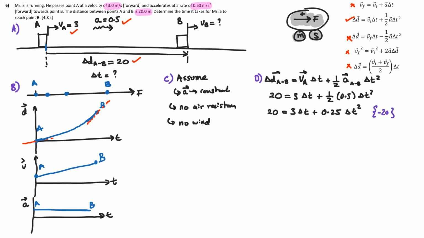When I do that, I get 0.25 delta t squared plus 3 delta t minus 20 is equal to 0. Let's make sure you understand the math here. We have 0.25 delta t squared. Because delta t squared has the highest order of power, I'm going to put that first. And then we have the plus 3 delta t. If there's no sign beside it, it's a plus. I'm going to take this 20 and bring it to this side by subtracting 20 from both sides. Subtract 20 from this side, I get minus 20. Subtract 20 from this side, I get 0. So that's what I've done.